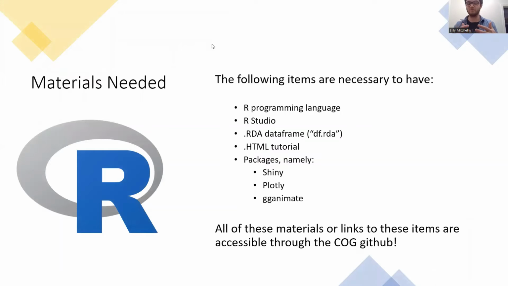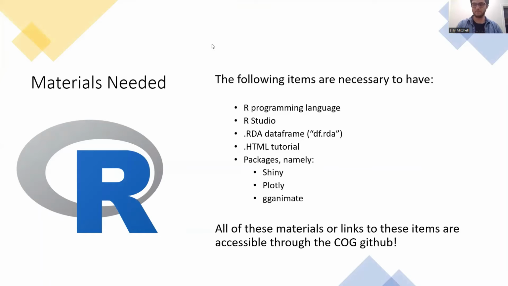In order to do that, you're going to need R and RStudio downloaded. If you're familiar with R, you should know that those are separate, but if you're just starting off, that might be a little confusing. Make sure that you have both of them. You're also going to need the data frame that we have on the GitHub, an HTML tutorial, which you'll have open while going through this workshop, and the packages listed on the GitHub page as well. We're primarily going to be focusing on Shiny, Plotly, and ggAnimate, but all of the packages are going to be important for this workshop.